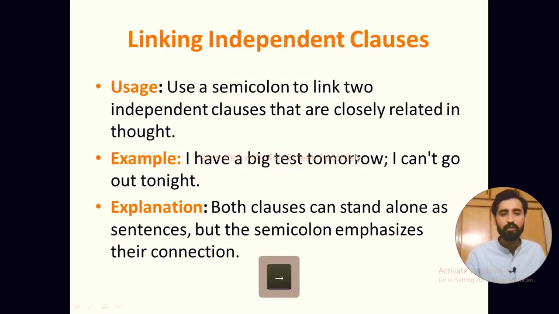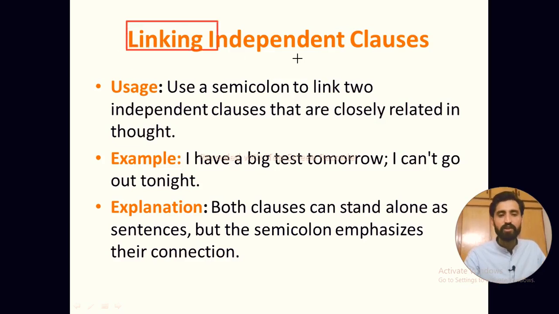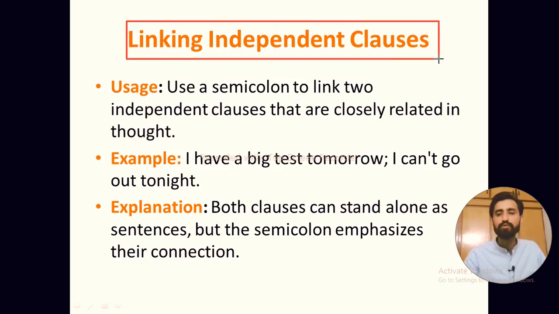Now let's talk about its usages, that it links two independent clauses. Now as you can see in the heading, when it comes to two independent clauses, we use semicolons. So use a semicolon to link two independent clauses that are closely related in thought. Now अब यहाँ पर हम इसको डिस्कस करते हैं. For example, I have a big test tomorrow; I can't go out tonight. Now you can see that we have joined these two clauses with the help of semicolons.